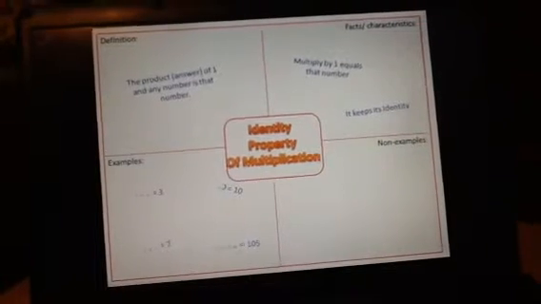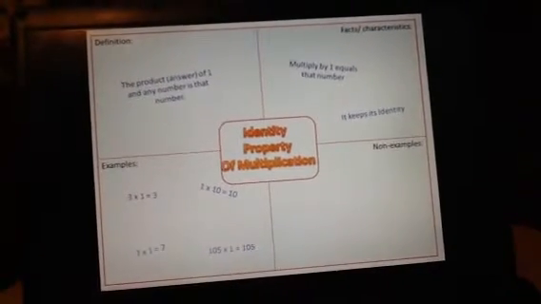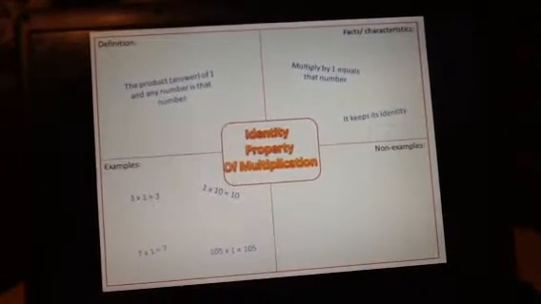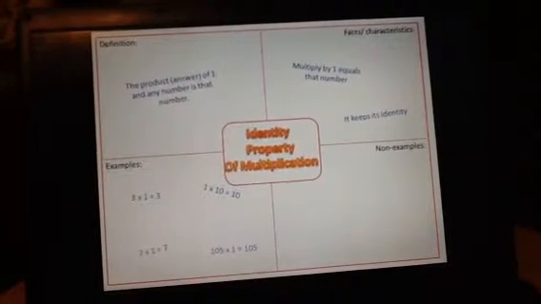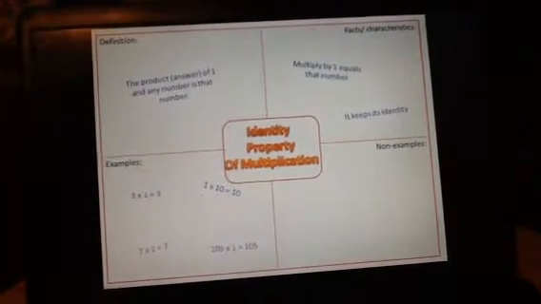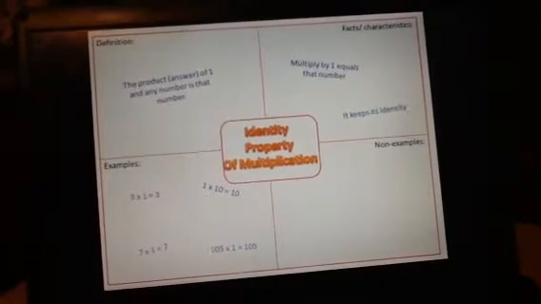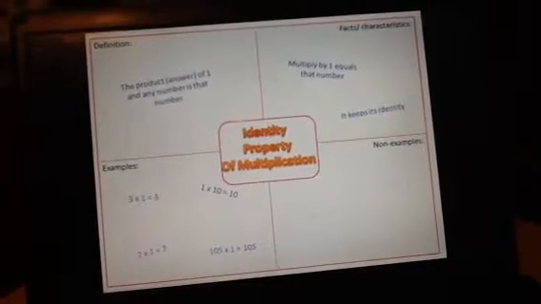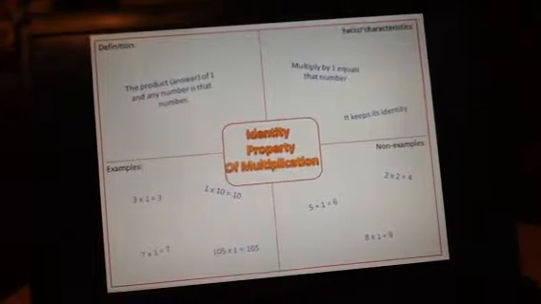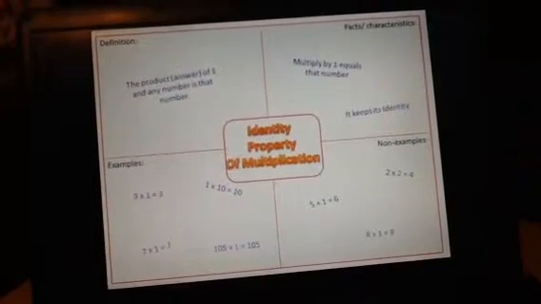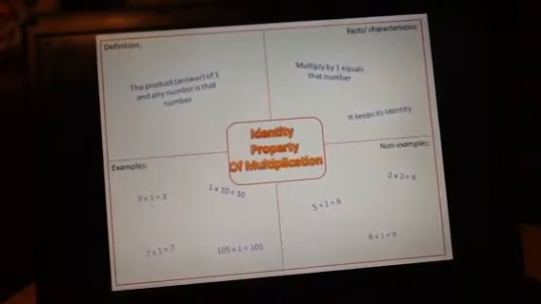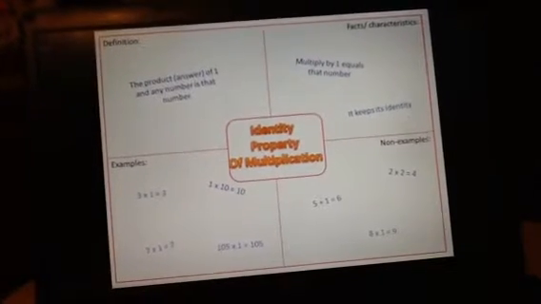A few examples are 1 times 10 equals 10, 3 times 1 equals 3, 7 times 1 equals 7, and 105 times 1 equals 105. Here are a few examples that are not the identity property of multiplication, like 5 plus 1 equals 6, 2 times 2 equals 4, and 8 times 1 equals 9.